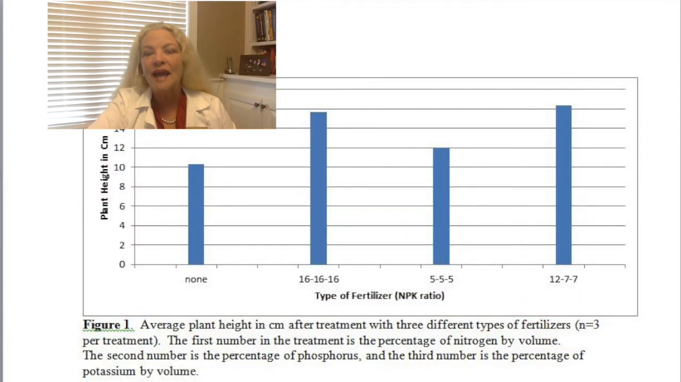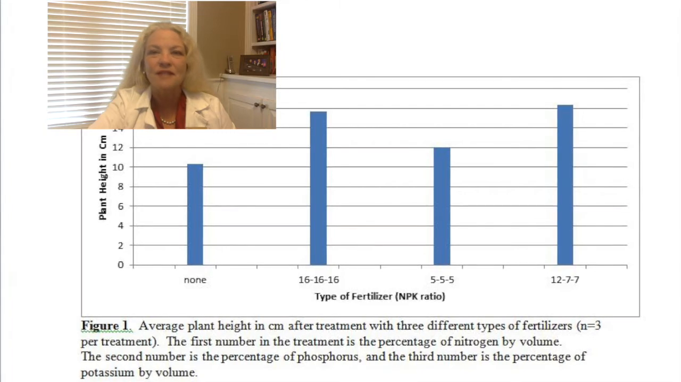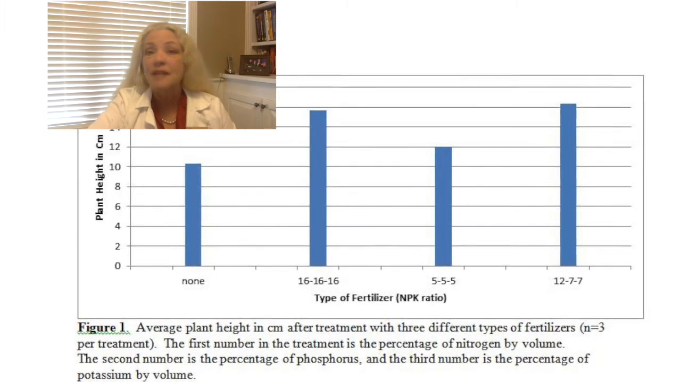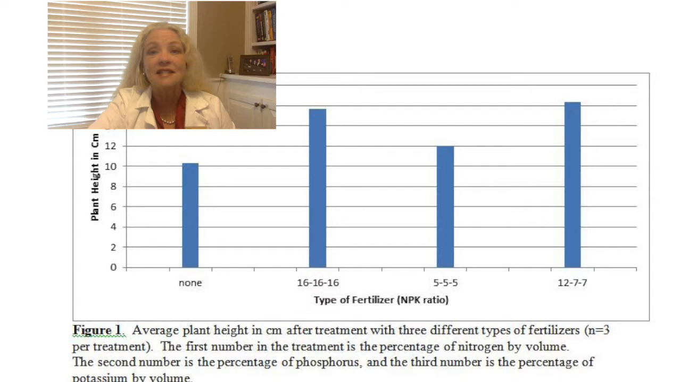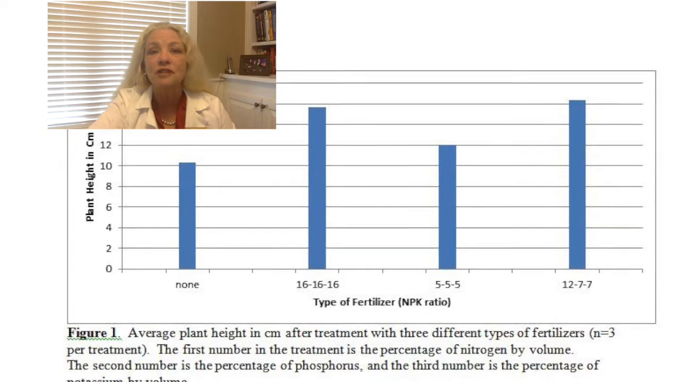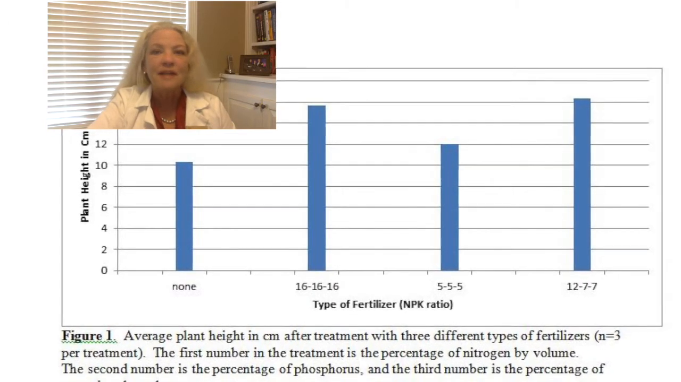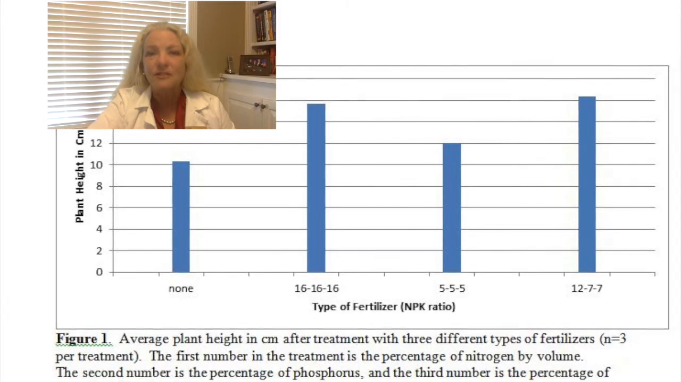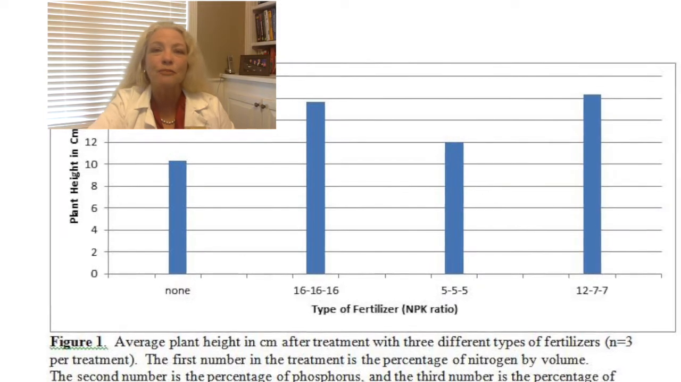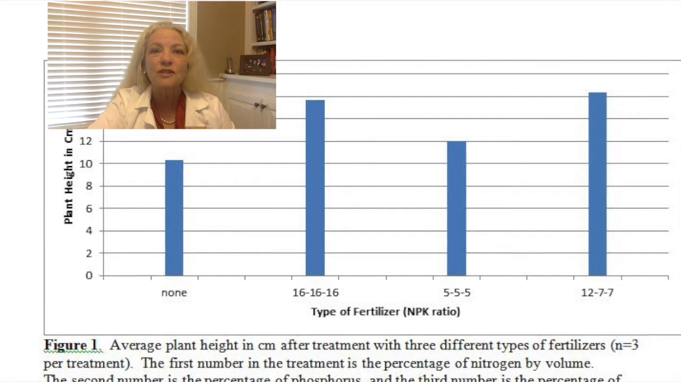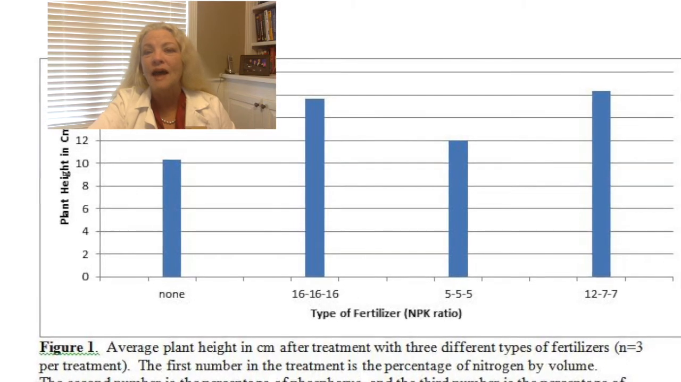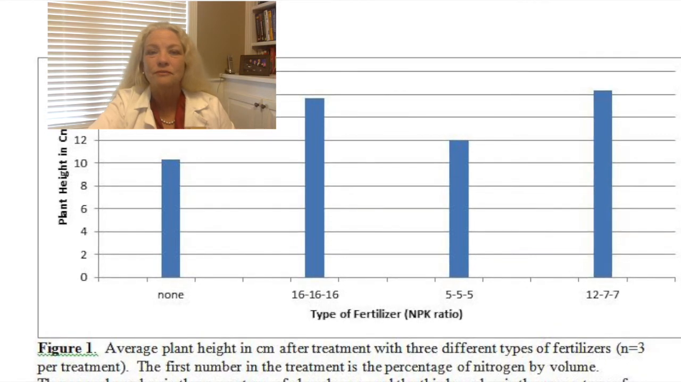We see that we had the best results with the 12-7-7 ratio. This might suggest that the 16-16-16 had too much nitrogen. Or it might suggest that the nitrogen level was sufficient once it hit the level of 12%, and that the phosphorus and potassium was too high, having a negative effect on growth.